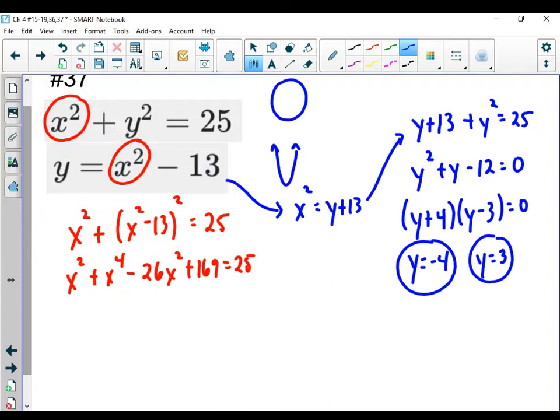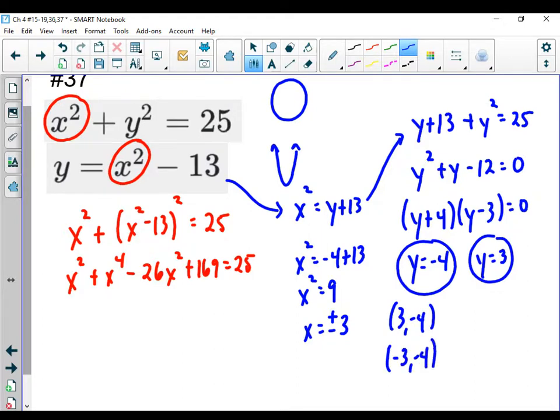Now let's figure out what x is. Well, remember x squared was equal to y plus 13. So I'm going to plug negative 4 in. So now x squared is equal to negative 4 plus 13, or x squared is equal to 9. Here's where you have to be careful. When I square root that, remember I've got 2 possibilities. I've got positive 3, I've got negative 3. So right now I have 3, -4 as an intersection, and -3, -4 as an intersection.